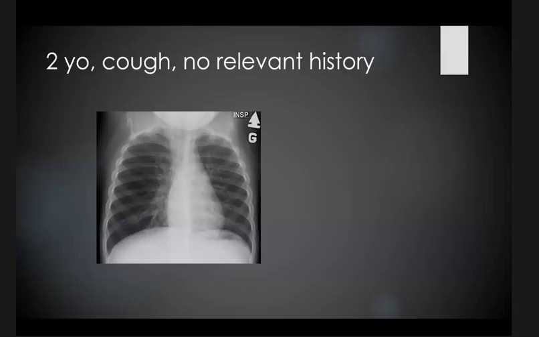Okay, so you have a 2-year-old with cough and no relevant history. On the first X-ray, you see a hyperinflated and radiotransparent right lung compared to the left lung. In those cases, you have to suspect air trapping, and mainly in that range of years, you can suspect a foreign body.